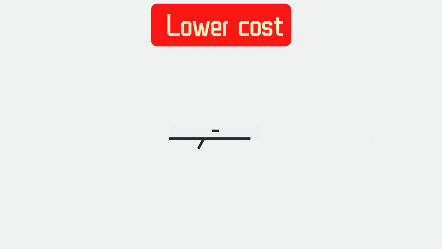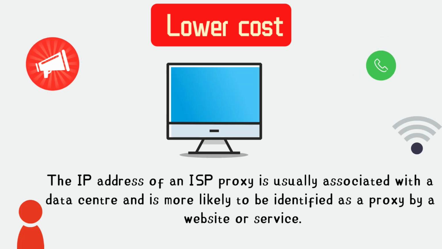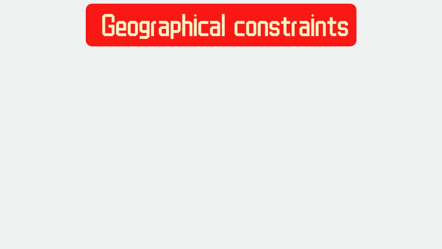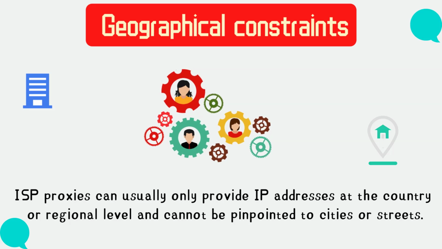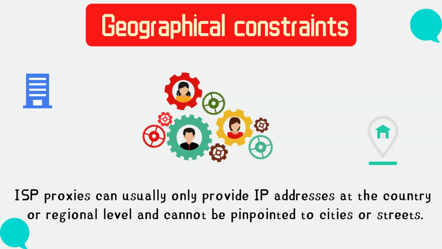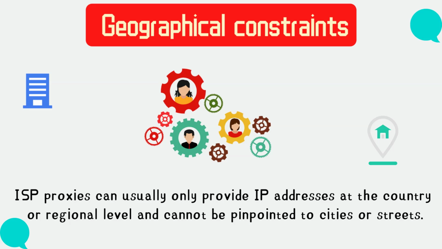The IP address of an ISP proxy is usually associated with a data center and is more likely to be identified as a proxy by a website or service. ISP proxies can usually only provide IP addresses at the country or regional level and cannot be pinpointed to cities or streets.